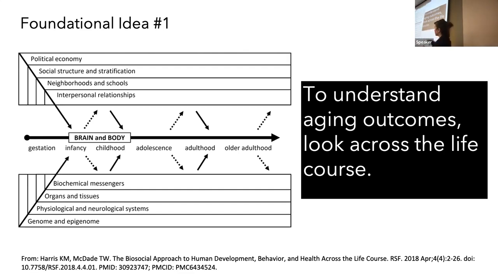So on the top, they have laid out here the different domains of the social, from interpersonal relationships to neighborhoods and schools, all the way up to social structure and stratification. And on the bottom, they have the analog for the biological, which is really beautiful. Starting here at biochemical messengers, which are often what we call biomarkers, going to organs and tissues, physiologic and neurological symptoms, the genome and epigenome. And those things are intersecting across the life course in really critical ways that help us understand what's happening in later life.